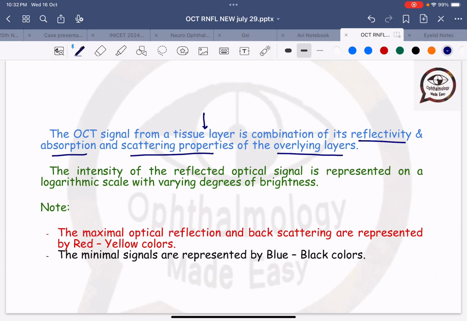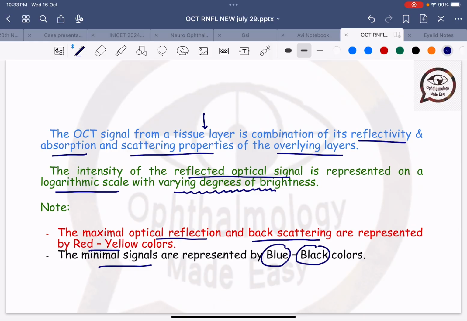The intensity of the reflected optical signal is represented on a logarithmic scale with varying degrees of brightness. So you would see some red colors, some black colors, and some yellow colors. That basically depends upon the scattering. The maximal optical reflection and back scattering is represented by the red and yellow colors. The minimal signals are represented by the blue and black colors. So these are some important things that you should remember regarding how the OCT image is produced.